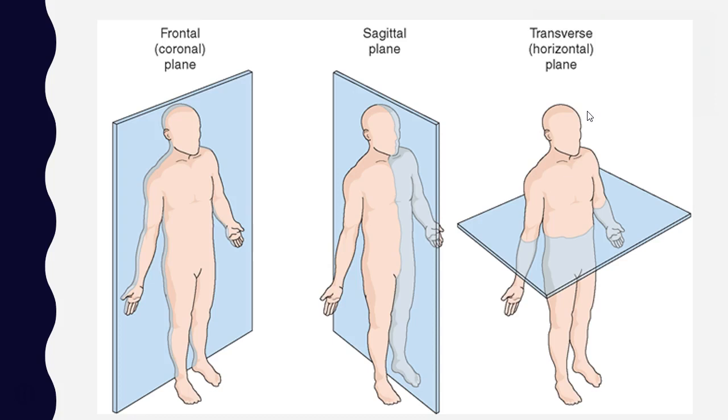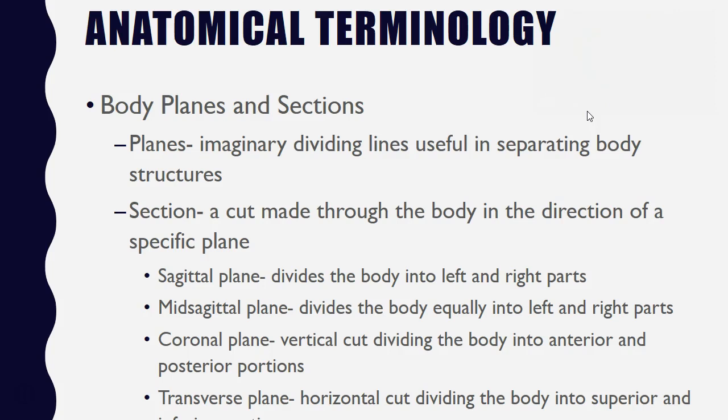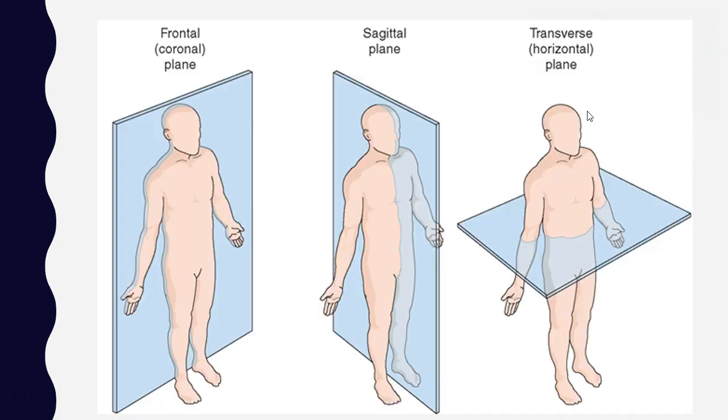Another type of plane is called a coronal plane or a frontal plane. And this is going to be a cut, you can see this on your left, dividing the anterior part of the body or structure from the posterior part. The third type of plane is a transverse or horizontal plane, and this one is going to separate superior from inferior.